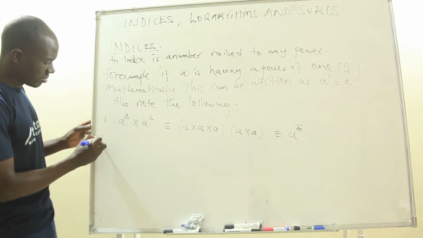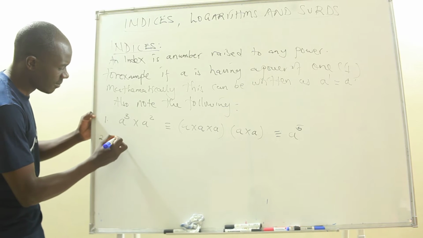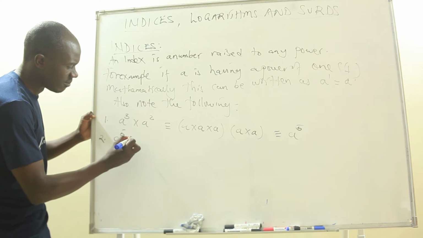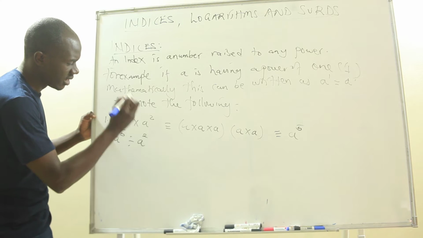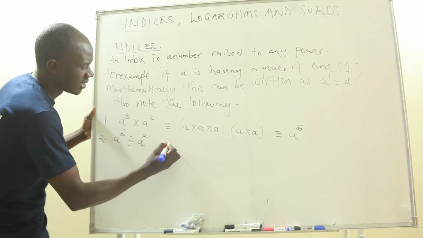Number 2, if I say a power 5 divided by a squared, this is the same as what? We are having a division.